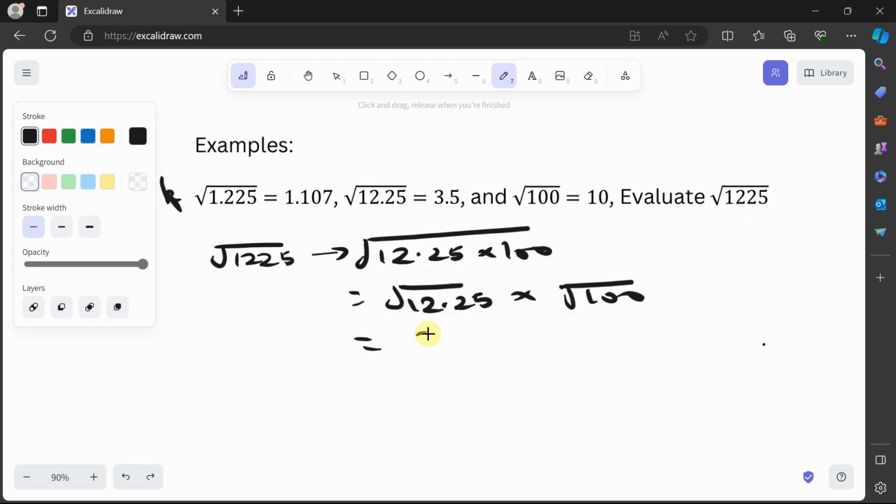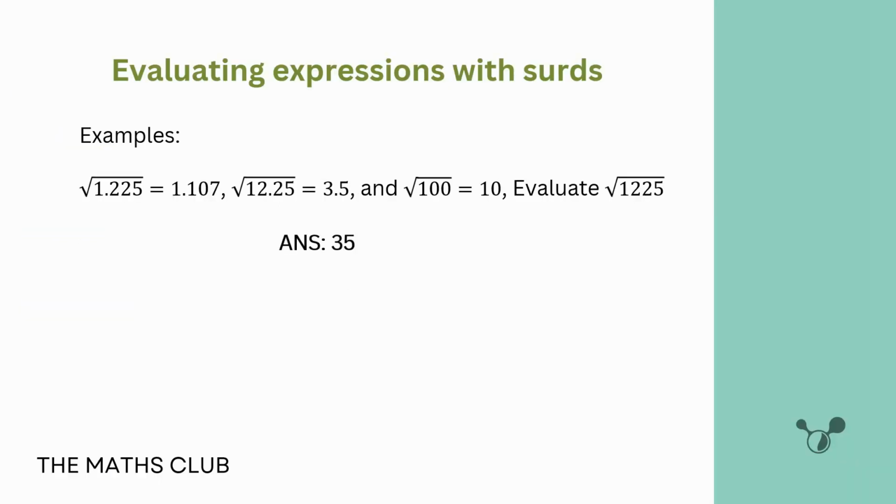3.5. So let's substitute. That would be 3.5. And we know that the square root of 100 is what? 10. So 3.5 times 10 is equal to what? 35. Simple and short. Use what you have to get what you want. So you can see the answer here is 35.